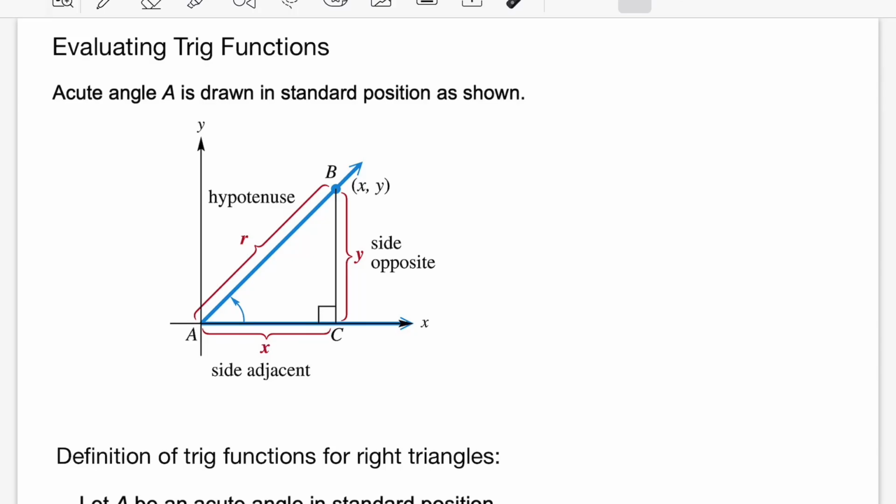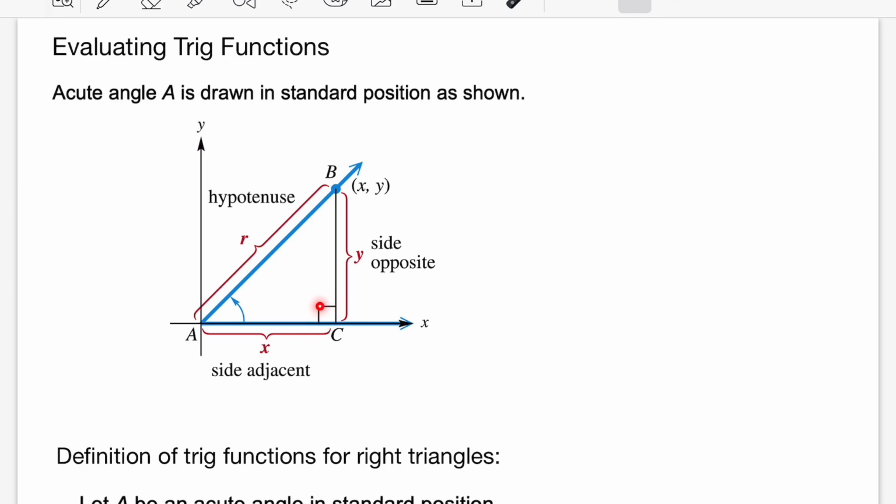In this video, we're going to go over section 9.6 from our textbook. We're going to be evaluating trig functions. So an acute angle A is drawn in standard position, shown by this diagram here. Now we can easily see that when we draw an angle in standard position, this gives a right triangle.